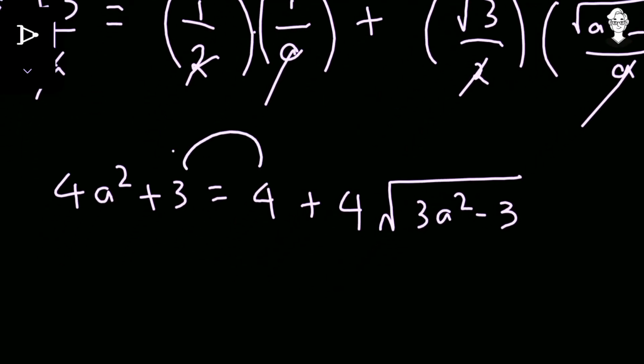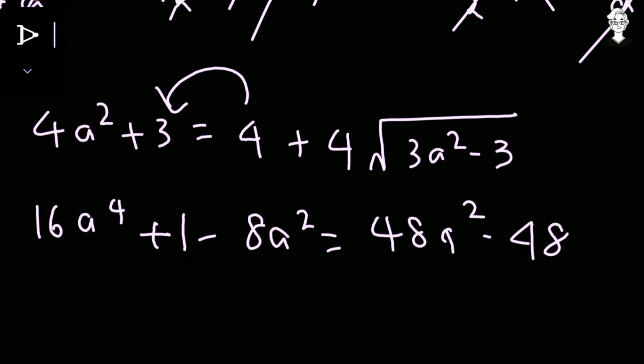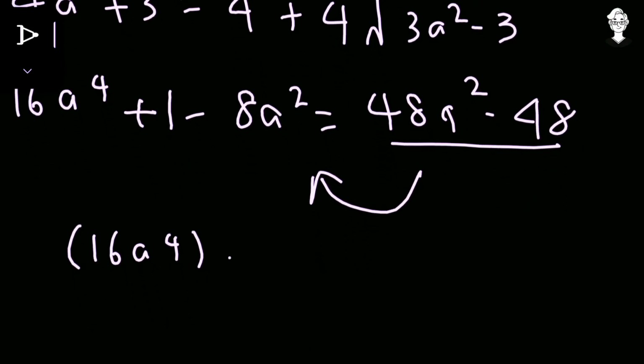Now this 4 comes over here and we can just square both the sides, so it becomes 16a⁴ + 1 minus 8a², and that is equal to 48a² minus 48. I can shift these things over here, so I get 16a⁴ minus 56a² plus 49 is equal to 0.